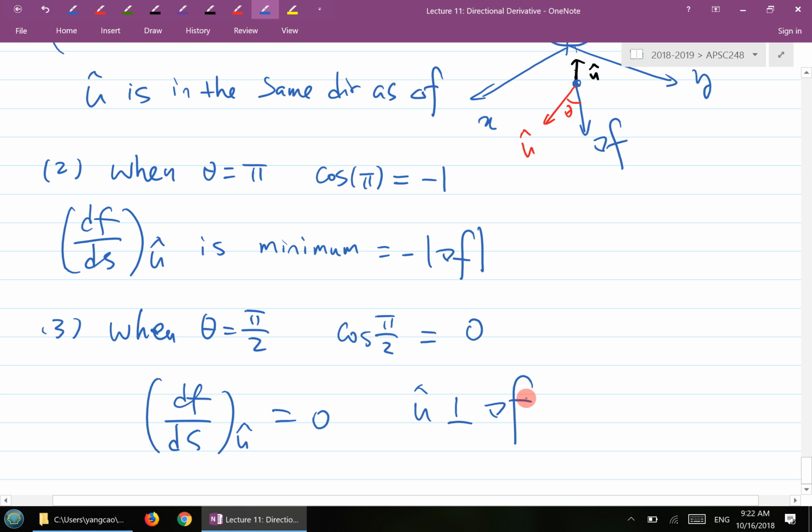So what does a 0 value mean? What does derivative equal to 0 mean? No slope, right? Meaning you're walking at a constant level altitude, right? So if you walk in this direction, it's constant altitude there. No slope change, right? So we'll look at a couple of examples next lecture. Any questions so far? Okay. Thank you.